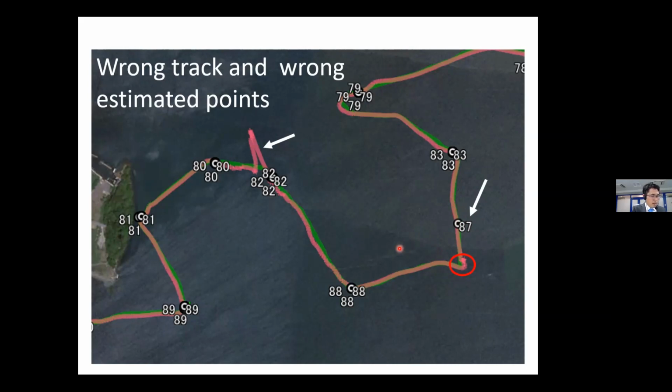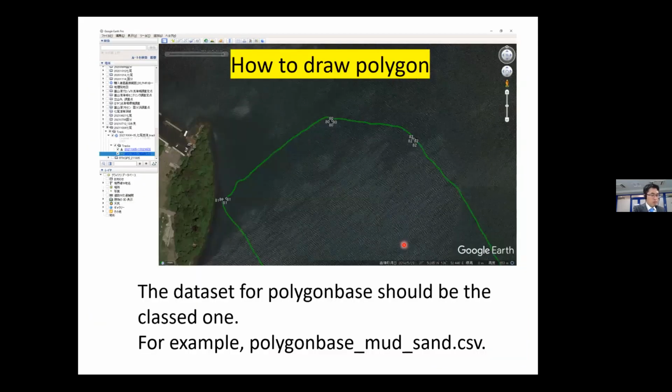It would be perfect if you could correct all the polygon-based datasets, but don't be nervous, as this is just a guide for drawing polygons. Please recognize that there is a wrong point. I will explain exactly how to draw a polygon. At this time, the dataset for polygon base should be the classed one.